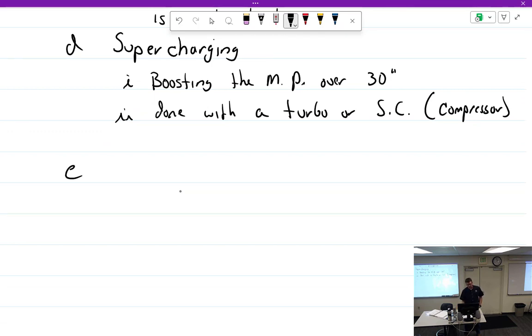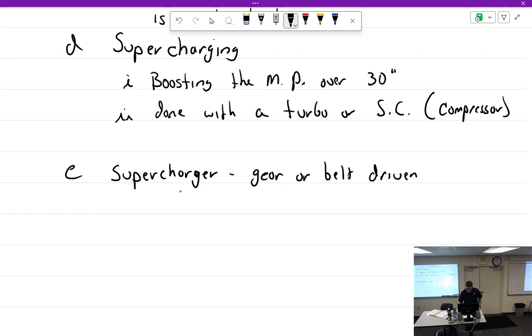Now, what is a supercharger? A supercharger is a gear or belt-driven compressor that can boost manifold pressure.